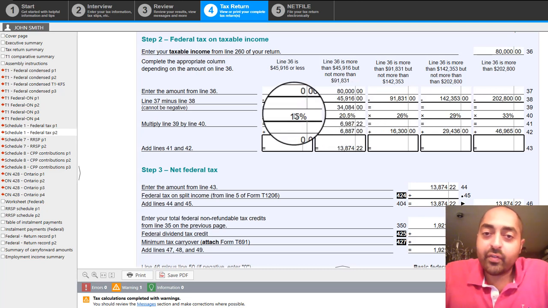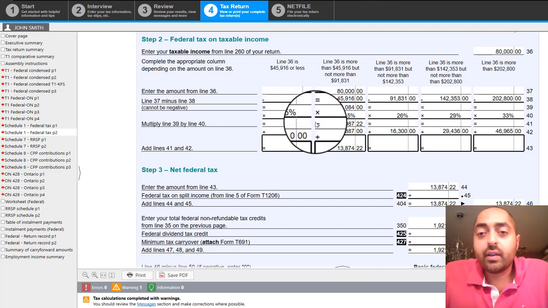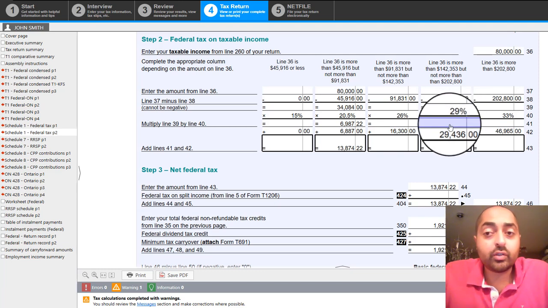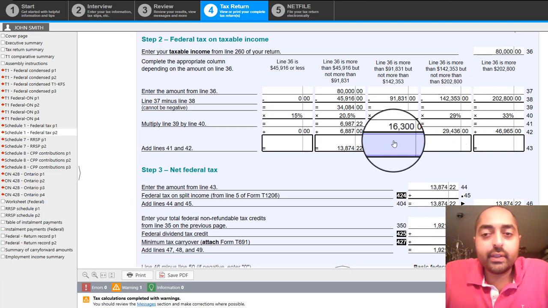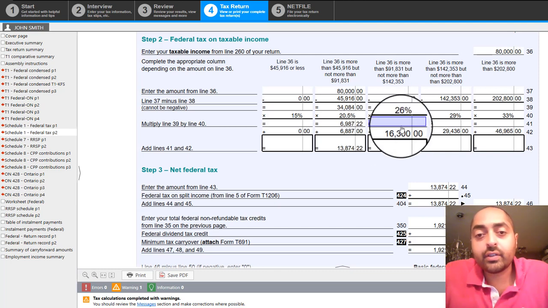So you can see if you're making 35K, it might not be worth it to contribute to your RSP because you're only saving 15%. While if you're making over 200K, you're saving 29% every time you contribute to your RSP. And that's just the federal side. You still have to add the provincial side. So as a general rule, it's best to contribute to your RSP when you're in a high salary bracket because you get a higher savings.